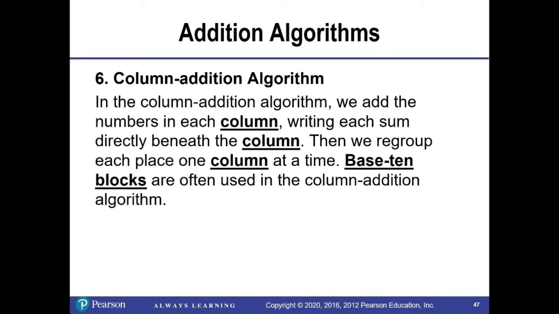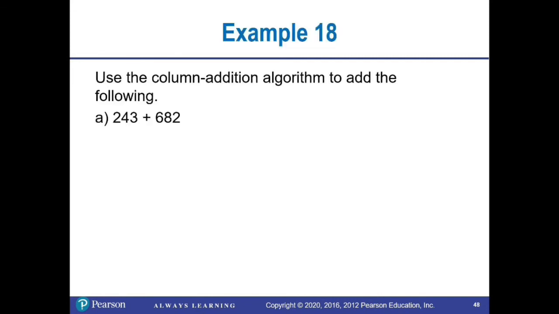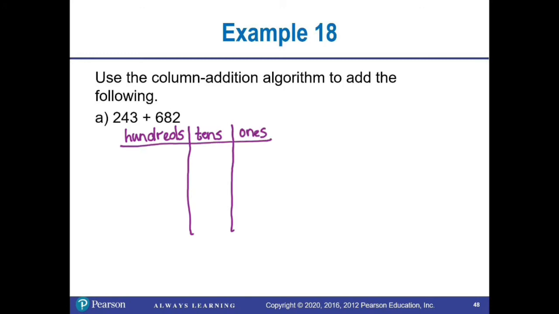In this algorithm, we'll have columns for each of our places. And many times you might see the base 10 blocks used in this algorithm. Write down each of your places. So we have the hundreds place, the tens place, and the ones place. For our first number, we have 2 hundreds, 4 tens, and 3 ones. Then the next number has 6 hundreds, 8 tens, and 2 ones.